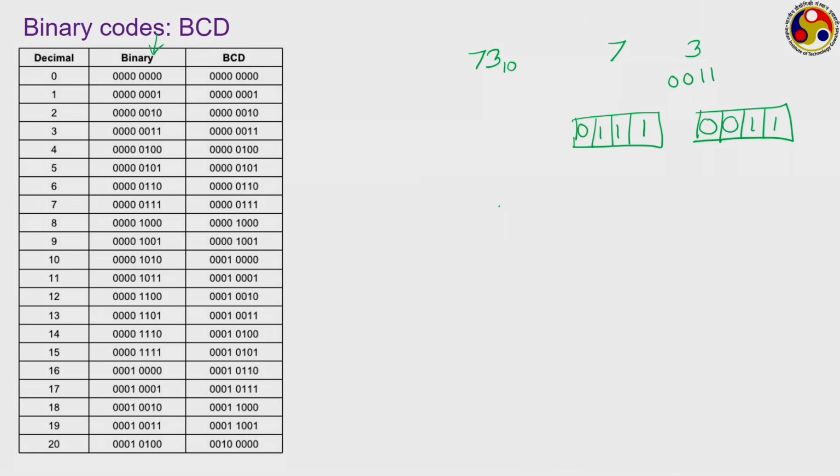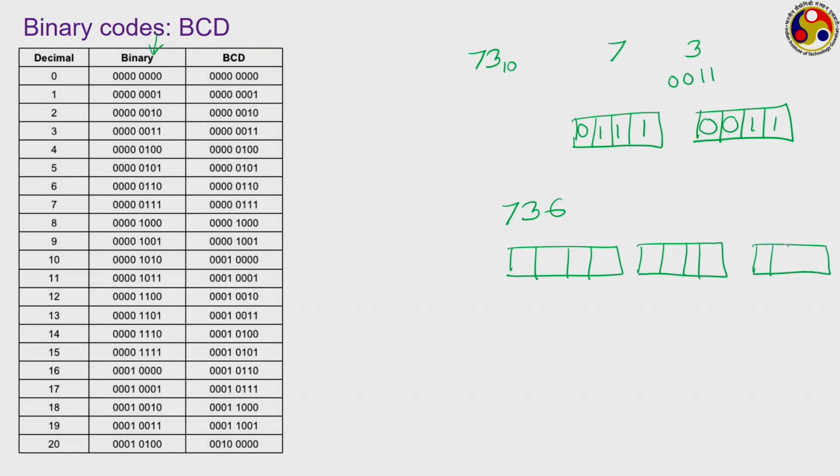Suppose we are dealing with a number, say 7 3 6, where there are 3 digits. For each of the digits a 4-bit register will be provided. So you will have a sequence of three 4-bit registers. This one is for the first digit, this is the second one for the second digit, and this is the third one for the third digit. For 7 it will show 0 1 1 1. For the second one, that is 3, 0 0 1 1, and for 6, 0 1 1 0.